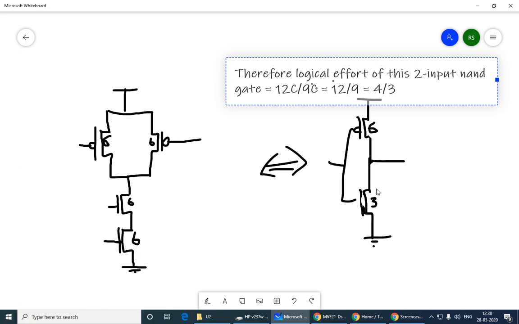Now this is a very interesting result, which is why I deviated for a second. Two input NAND gate: again, I'm getting 4 by 3. This is not 2, 2, 2, 2 sizing, this is 6, 6, 6, 6. And this is an interesting fact about logical effort. It does not depend on the size of the transistor. As long as you have sized it such that rising and falling transitions are the same, it is always going to be the same number.